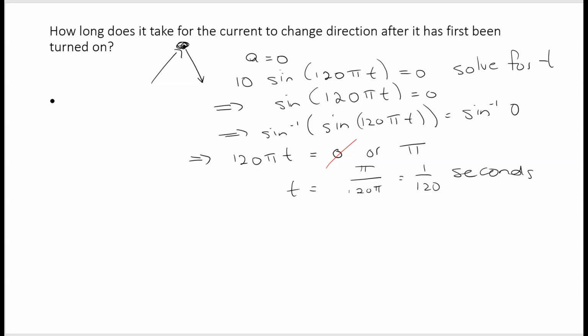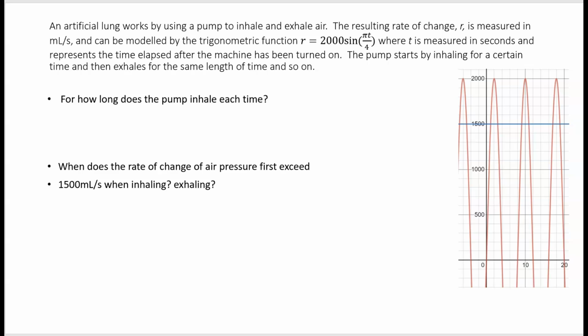The next question again is a practical one, and again there's a lot of writing, but what we need to do is highlight the function. There it is there, and then we need to look at the questions, and there's a question and there's a question, so it doesn't need that there. So for how long does the pump inhale each time? What we've got then is that when R is equal to 0, the pump stops inhaling. Just briefly.